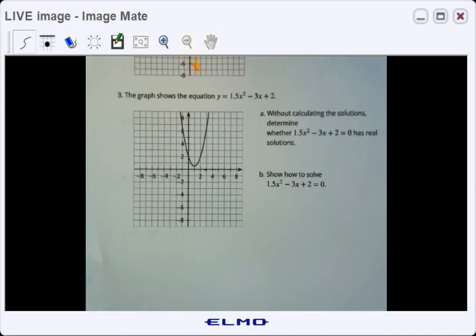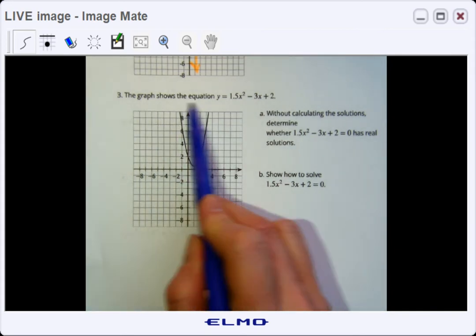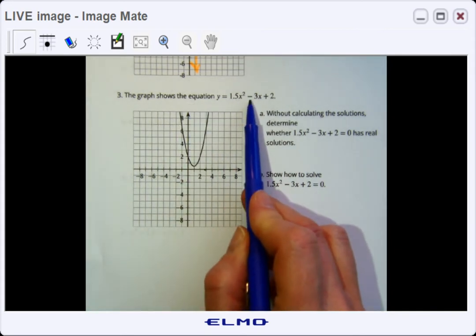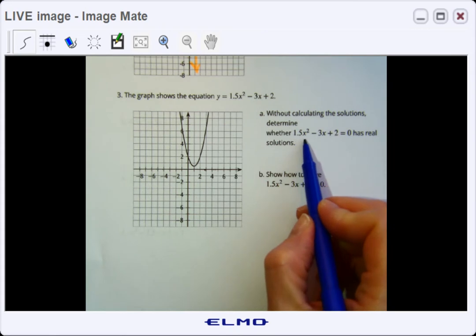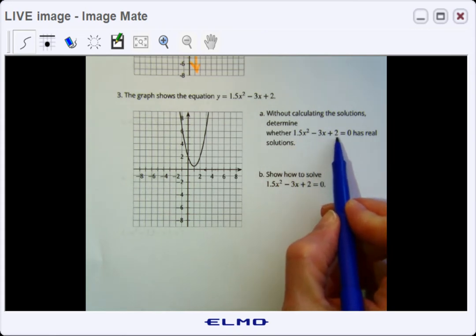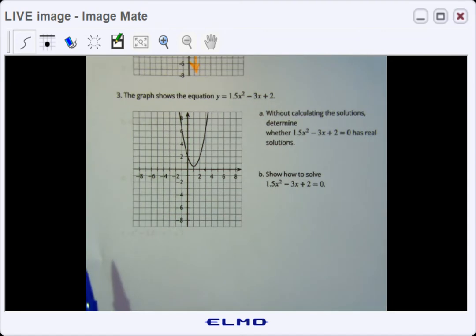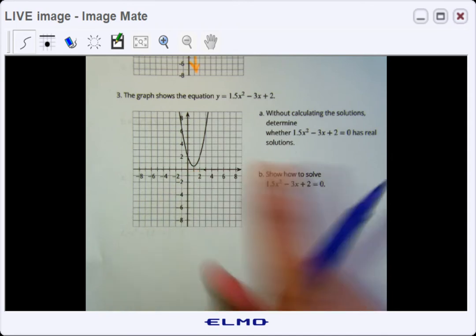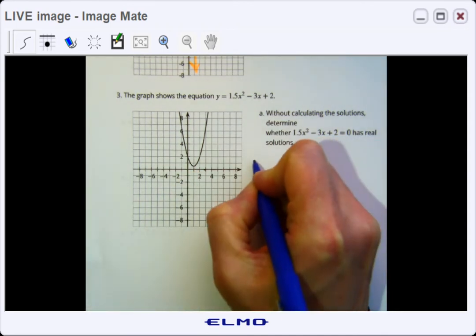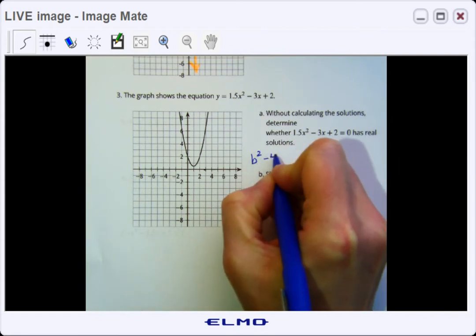All right, number 3. Here's the graph of y equals 1.5x squared minus 3x plus 2. Without calculating the solutions, determine whether 1.5x squared minus 3x plus 2 equals 0 has real solutions. Well, I can see on the graph, it doesn't come down to the x-axis where it would equal 0. And so by the graph, I can see it does not have real solutions, but I could also calculate the discriminant, b squared minus 4ac.